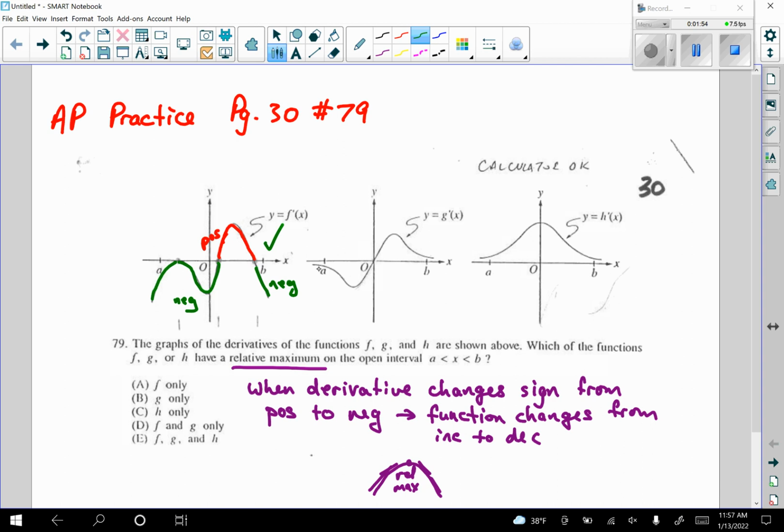In our second graph, our derivative is negative, and then changes to positive. We need it to go from positive to negative, so it's not this one. And in our third graph, our derivative is always positive, so it's definitely not this one. So the answer is A, the first graph only, because we see our derivative right here changes from positive to negative.